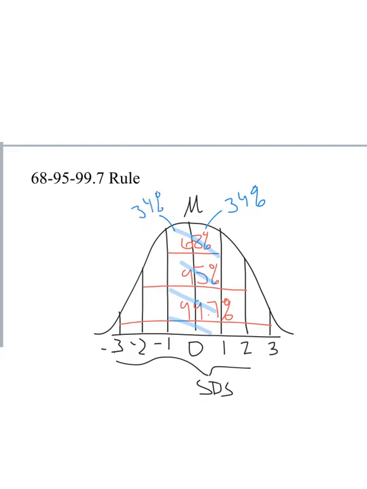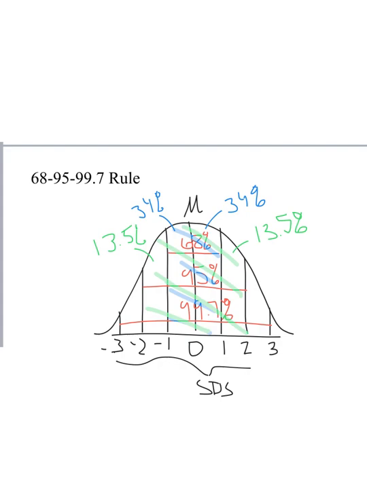If I look at the middle 95%, that would be all of this. Do you see how the 95% lies on top of the 68%? If I take 95 minus 68, we get 27. If I take half of 27, I end up with 13.5%. So I know this piece is 13.5%, and this piece is 13.5%.